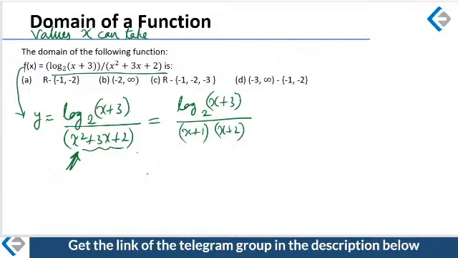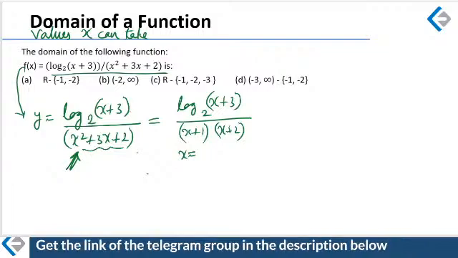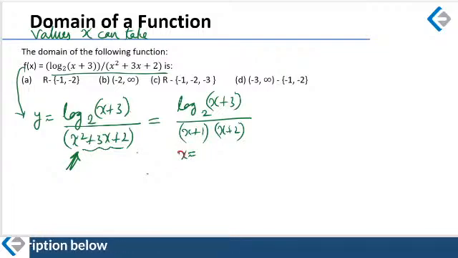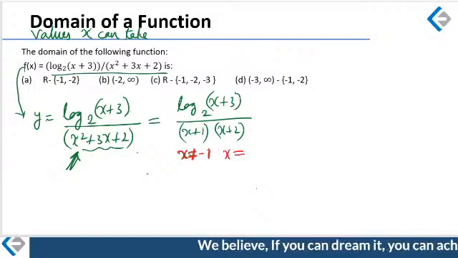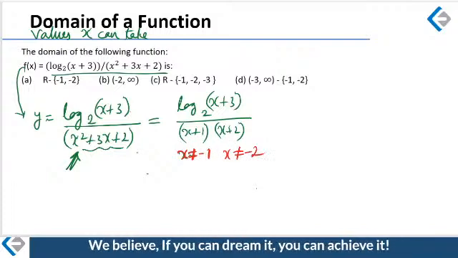Okay, now I know that x cannot take the value 1 here, my friends, because the denominator cannot be made 0. Therefore x cannot take the value minus 1 and x cannot take the value minus 2. That's clear.